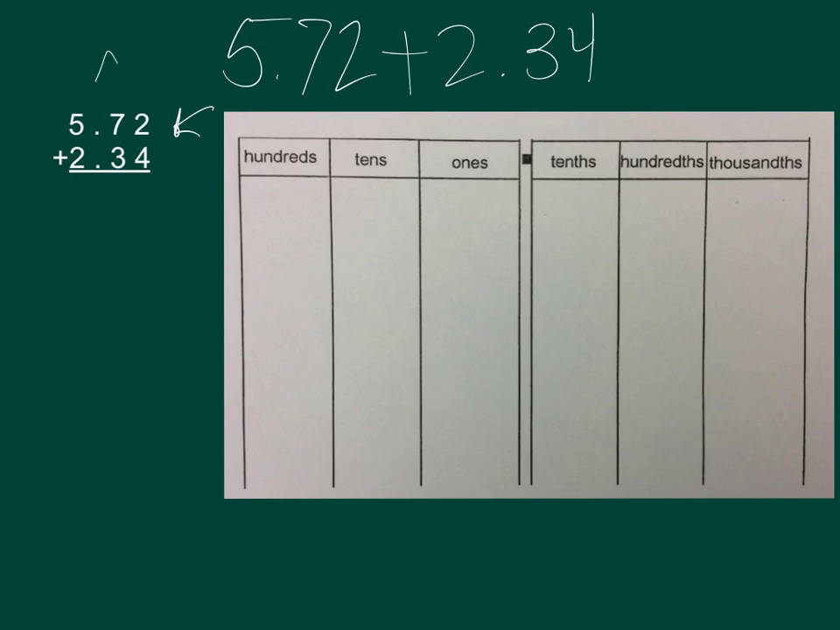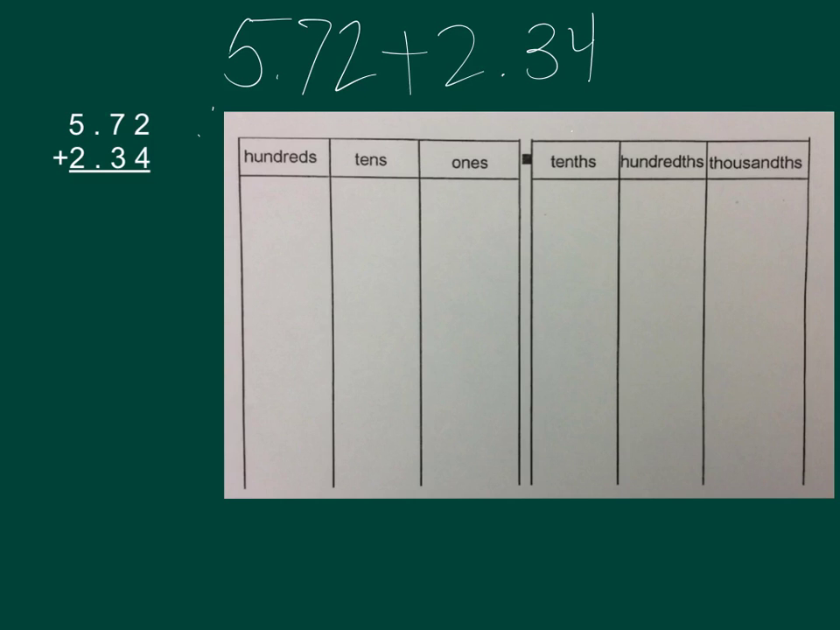So there's two ways you can look at it. You can look at it this way right here, or we can look at it with our place value chart. Both ways are acceptable as long as we're lining up our place values, so we're adding apples to apples and oranges to oranges. If they're not lined up correctly, you're not adding the numbers correctly.